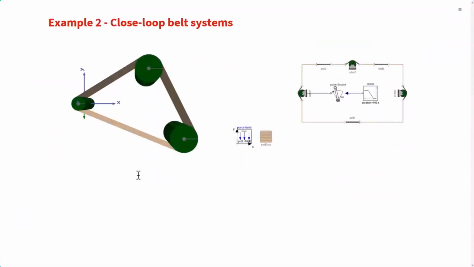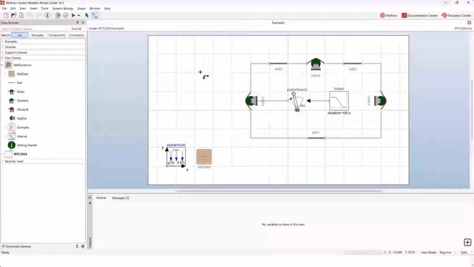Let's move on to the closed loop belt system. This setup could represent a power transmission or a support belt for paper manufacturing. Let's model this one. In this scenario, we have three rollers with defined positions and diameters, and the belt spans between them, and we have a power source driving the system.